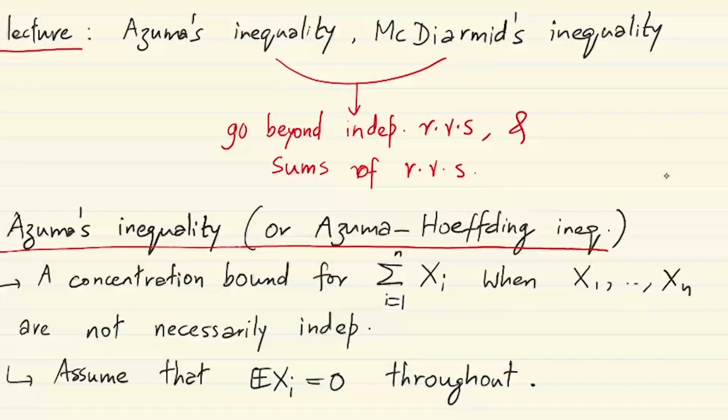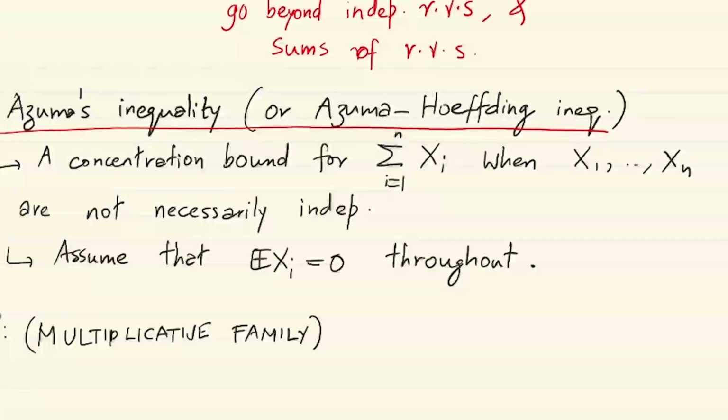Azuma's inequality is also called the Azuma-Hoeffding inequality. So let's dive into the first part, which is to derive Azuma's inequality. Azuma's inequality is essentially a concentration inequality for the sum of random variables Xi which are not necessarily independent. Recall that we've already shown how we can control the deviations of a sum of such random variables when each of them is assumed to be independent of the others. We'll assume that all the random variables are centered throughout, that is, that they are zero mean.